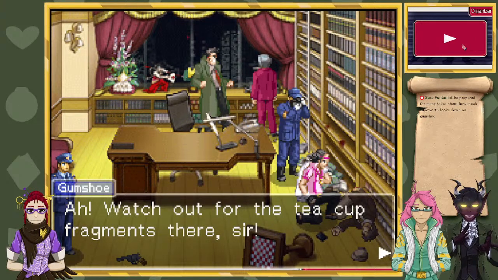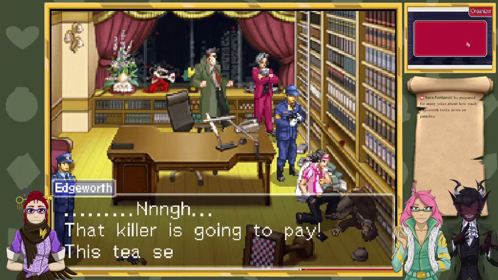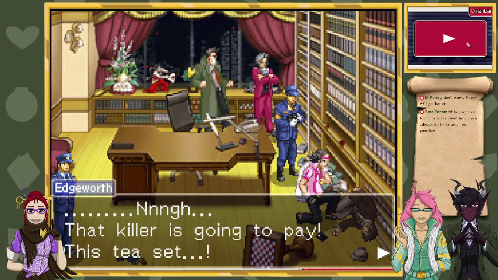Ah, watch out for the teacup fragments there, sir. Oh, wait! They broke his tea set! They're gonna pay. After I walked into your office, I mean, they can kill a guy, they can tamper with the safe, but now they messed with the killer's tea set. Killer's going to pay! This tea set. Gone.